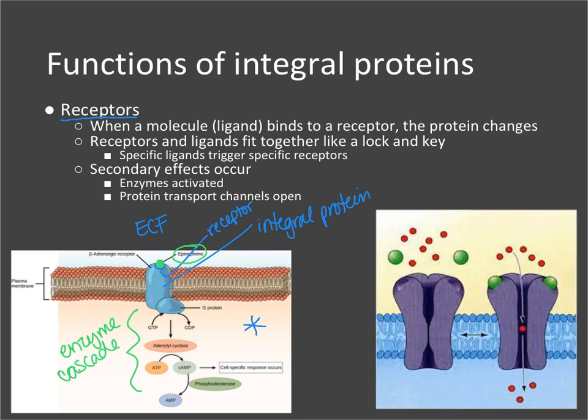So receptors are one way that parts of the body communicate with other parts of the body. You'll learn more about how these work when you learn about the endocrine system and the nervous system. We can also see in this image over here that sometimes those receptors open up one of those channels that we talked about on the previous slide.